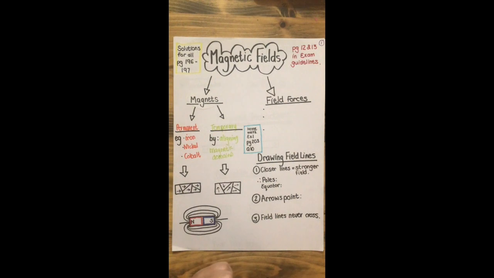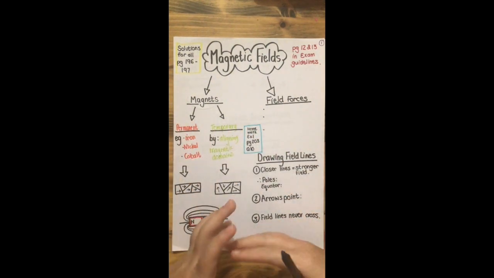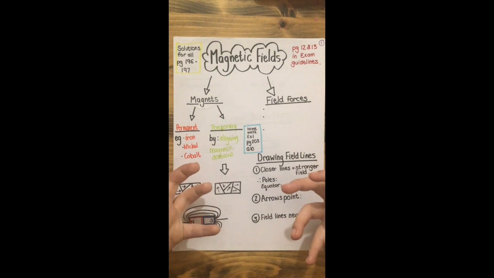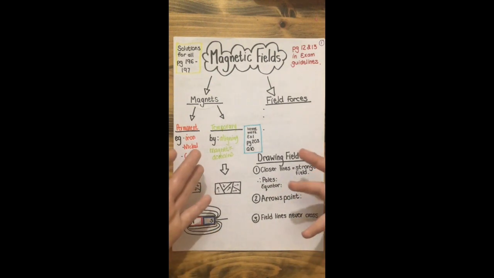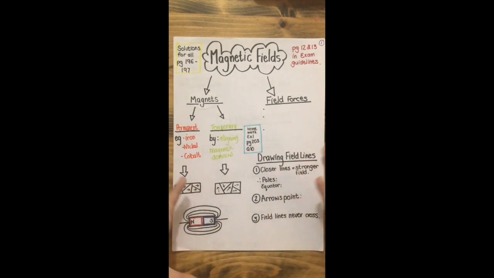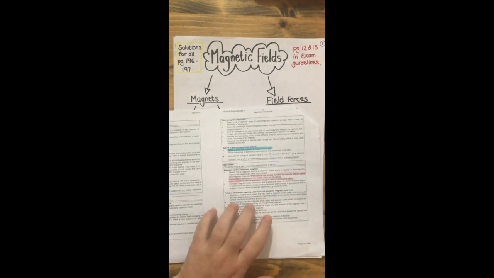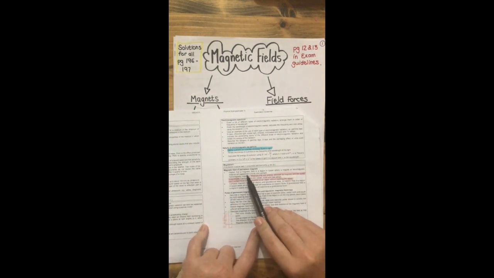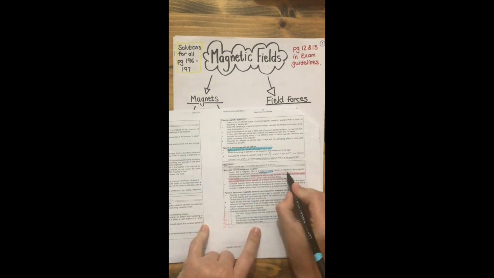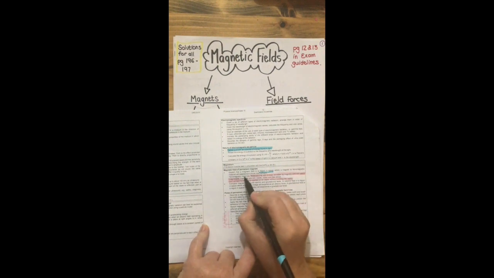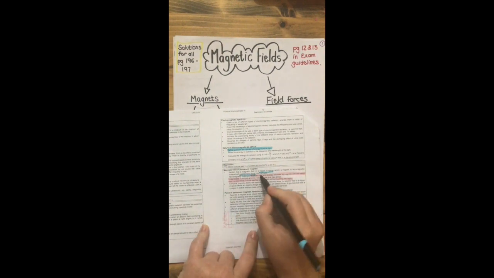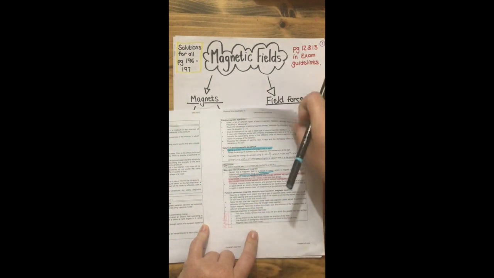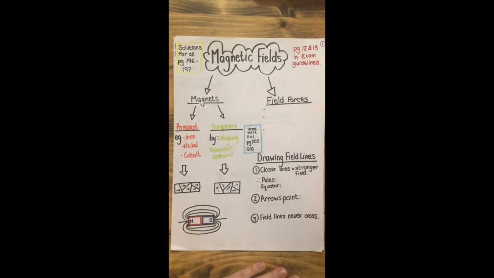Right, the other part of magnetic fields that we can look at is the fields. So a field is an area around a magnet in which another magnet will be able to feel the force of that magnet. So if we go to our examination guideline, it says, a magnetic field is a region in space where a magnet or ferromagnetic material will experience a force. It is a non-contact force.